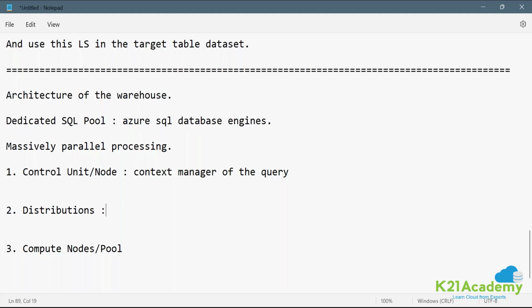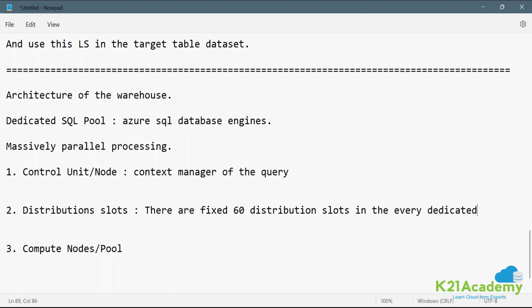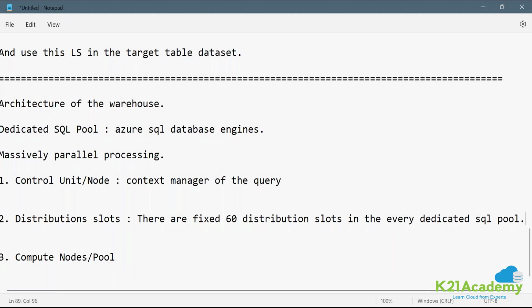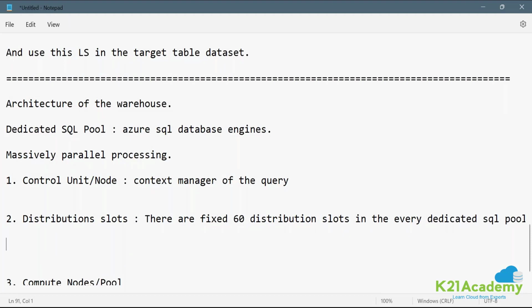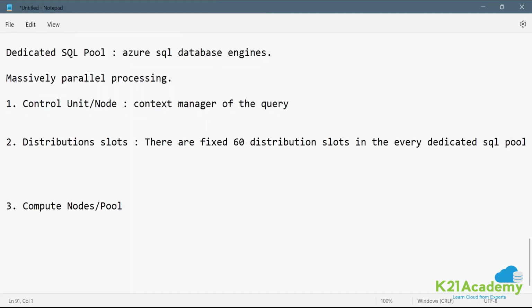So your data is filled into distributions, or distribution slots. There are a fixed 60 distribution slots in every dedicated SQL pool. Whatever dedicated SQL pool you have has a fixed number of distribution slots in it: 60.